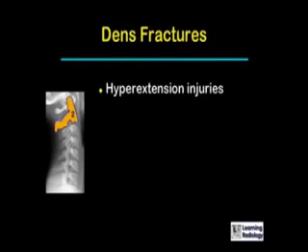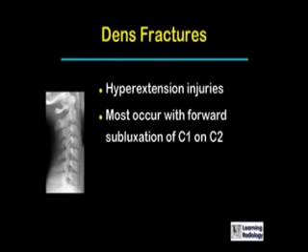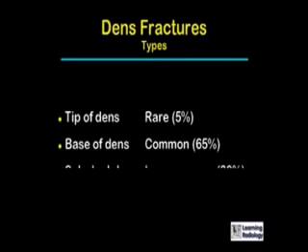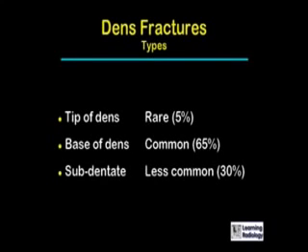Dens fractures are usually hyperextension fractures. They usually occur with forward subluxation of C1 on C2. There is a relatively high incidence of non-union of Dens fractures, as high as 60%, and they do tend to be stable fractures.